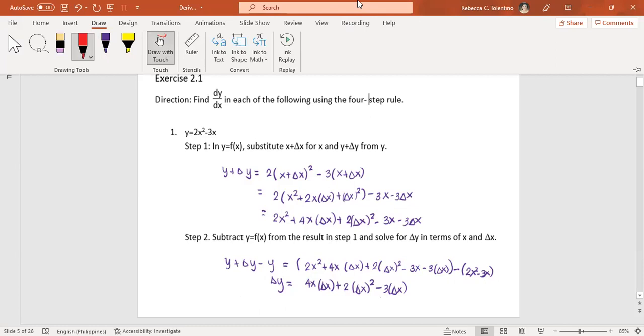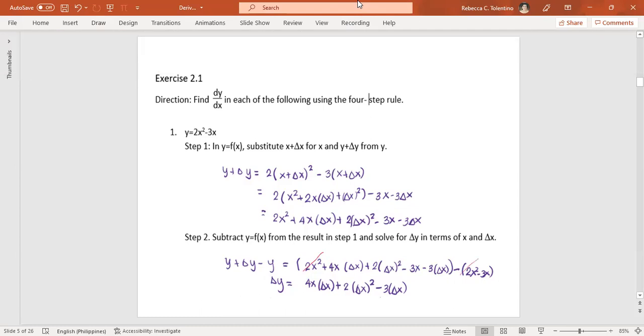So now we have similar terms. So this 2x squared will cancel out with negative 2x squared. And then minus, the negative of minus 3x is positive 3x. So it will cancel out with minus 3x, the one that we obtained from step 1.